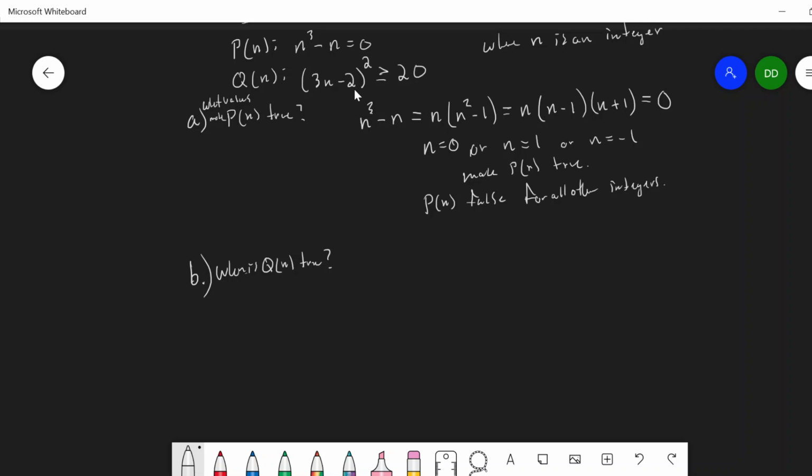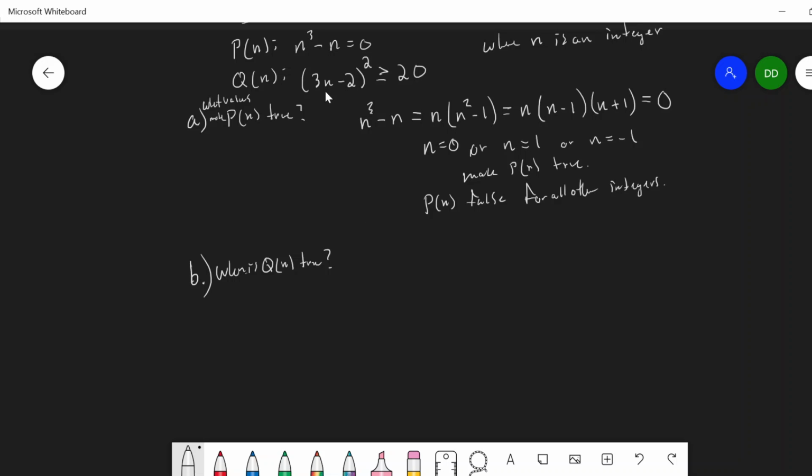Q of n is 3n minus 2 squared greater than or equal to 20. Now, what we could do here, we could proceed like this, only I would need to first bring this 20 over. We'd find roots, and this would be similar to example 1.9, where we could graph the function and find when it's greater than or equal to 0 once I move this negative 20 over. But we could also just think about this a little bit.